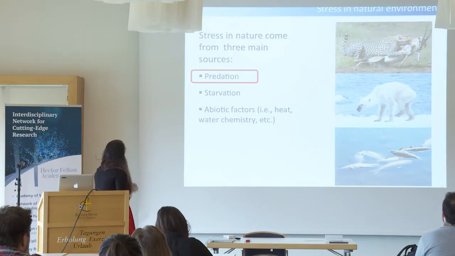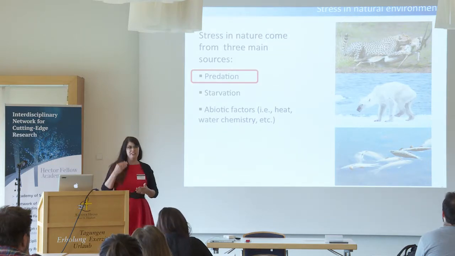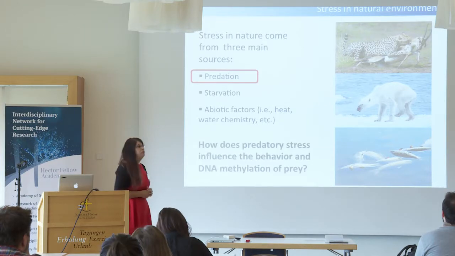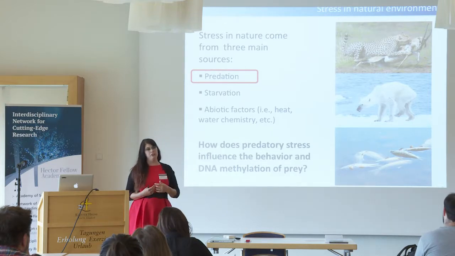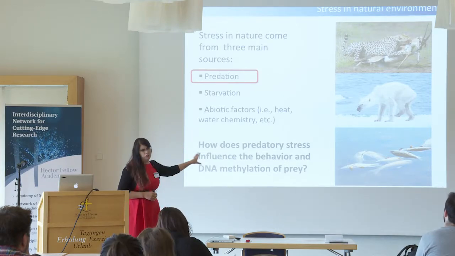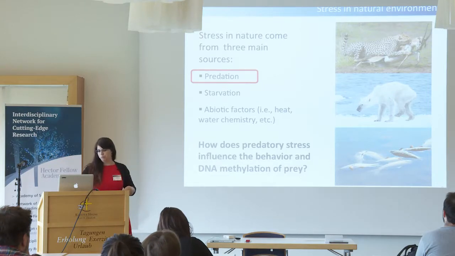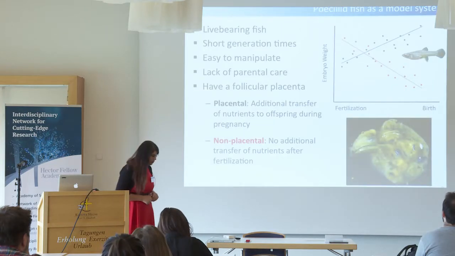What I will be focusing on today is predation, the easiest one to manipulate in a lab. Specifically, I want to know, how does predatory stress influence the behavior and epigenetic processes of the offspring, or the prey of the offspring? So I use live-bearing fish. If you go into an aquaria store and you see mollies, swordtails, guppies, platyfish, you should be able to recognize the kind of fish that I work with, right?